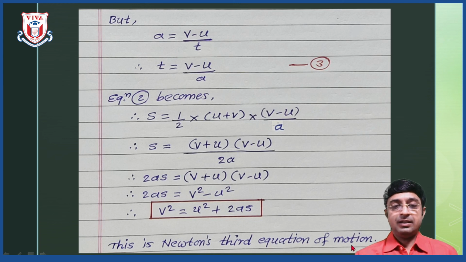So in this way, these three kinematical equations of motion formulated by the scientist Newton, that are related to the motion of an object, we find the answers for time, displacement and final velocity by using these three equations.